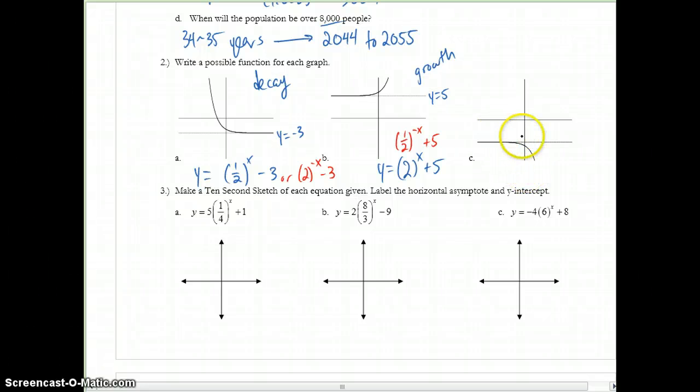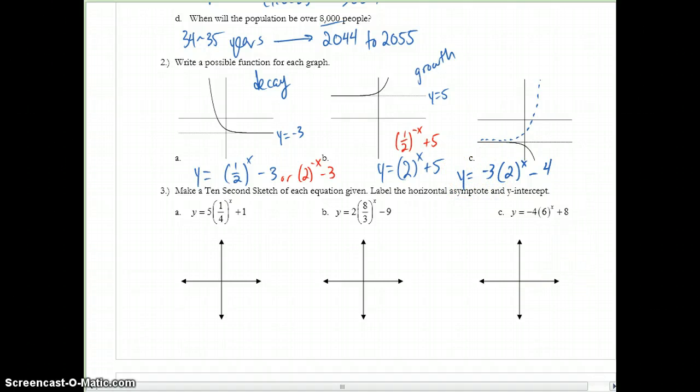This one, a little bit trickier. It has been reflected, so I want to imagine what would the image have been if it hadn't been. Well, that would be growth. So I'm going to say that it's 2 to the x. We've shifted down some, so let's say maybe minus 4. And I need to make sure it flips over, so maybe put a minus 3 in front, and that would work.